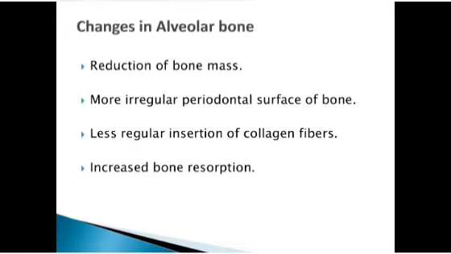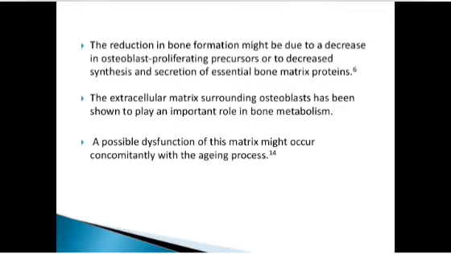Changes in the alveolar bone: reduction of bone mass, more irregular periodontal surface of the bone, less regular insertion of collagen fibers, and increased bone resorption. The reduction in bone formation might be due to the decrease in osteoblast proliferating precursors or to decreased synthesis and secretion of essential bone matrix protein.